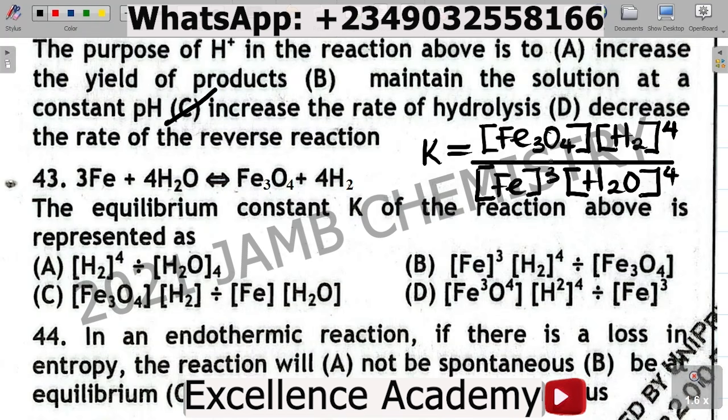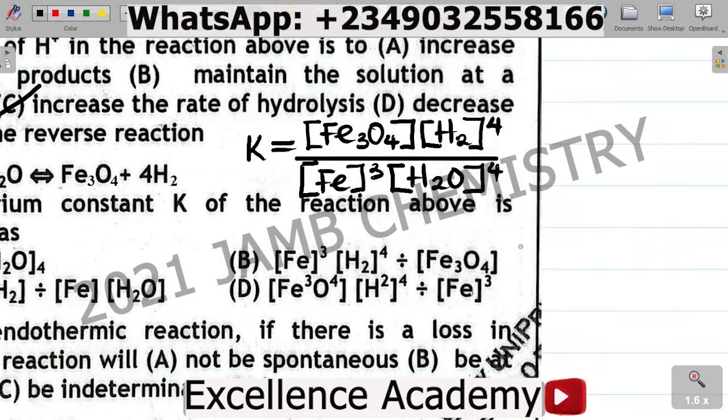So this is the correct answer. Let's look at this. Which of these options has this answer? I think what is similar there is D, but D does not have the last one. Perhaps it's a typo error. We'll now add H2O to power 4. Now it's correct. So this 3 is not up, this 3 is down. This 4 is not up, it's down. The H2 is not up, it's down. All right, so with this, we now have Fe3O4 into H2 to power 4 divided by Fe to power 3, then H2O to power 4. So we'll take D as the correct answer.